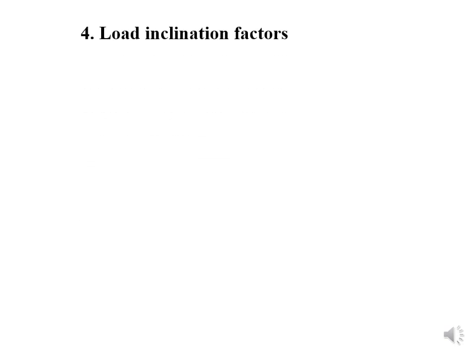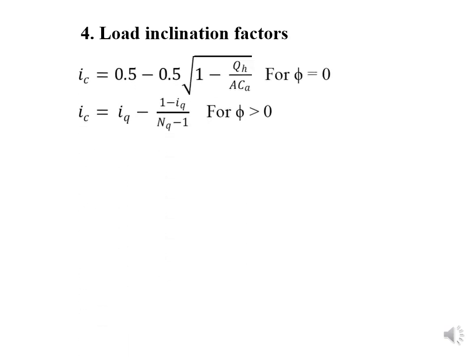See, load inclination factors. These factors also we talked about in case of Meyerhof equations. So load inclination factors, the Brinch-Hansen has given the formula. IC is equal to 0.5 minus 0.5 times the square root of 1 minus QH by A CA for phi is equal to 0. IC is equal to IQ minus (1 minus IQ) divided by (NQ minus 1) for phi greater than 0.